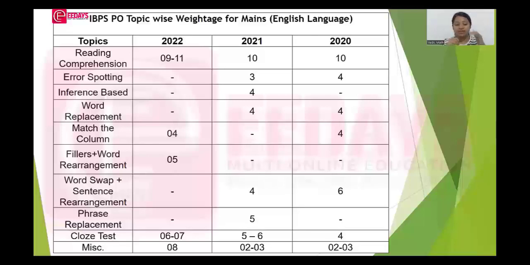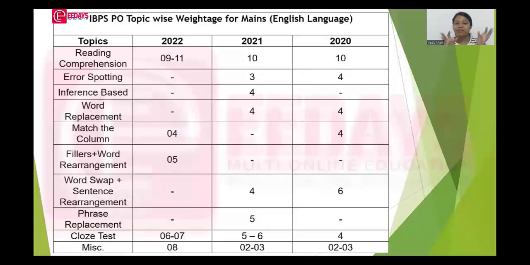Coming to cloze test, again, after reading comprehension, cloze test has high weightage. Around 6 to 7 questions, an average of 6 questions. But this year we are expecting around 7 to 8 questions. And coming to miscellaneous, in 2022, 8 questions have been asked.